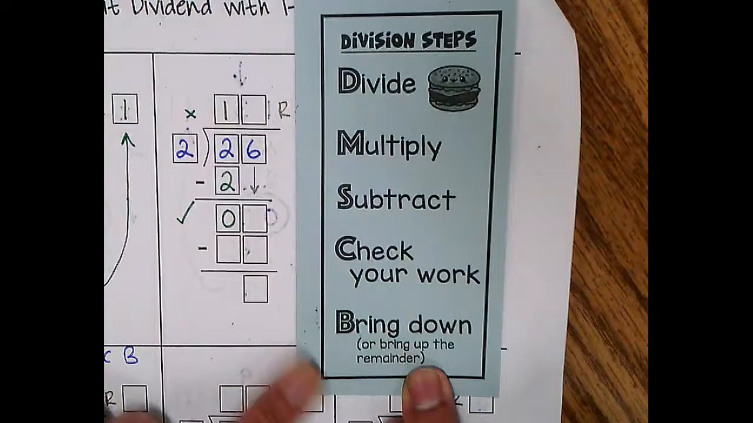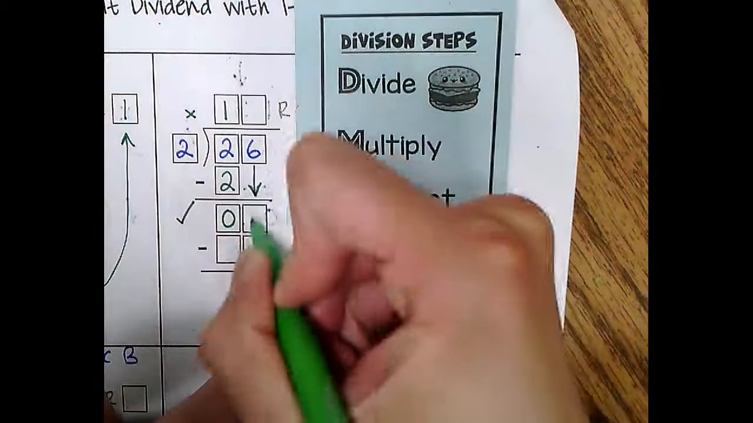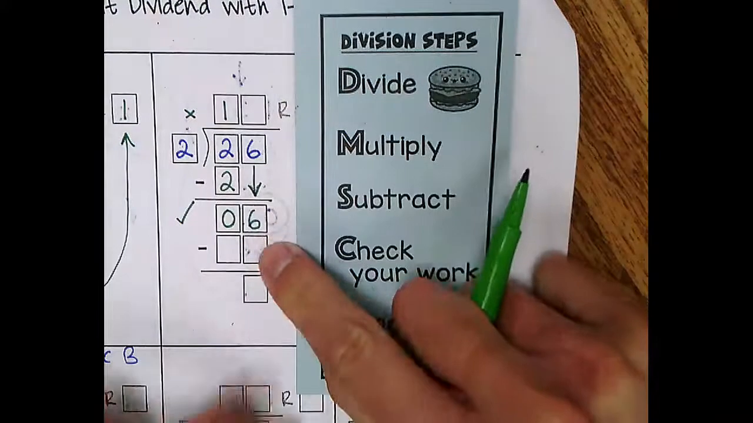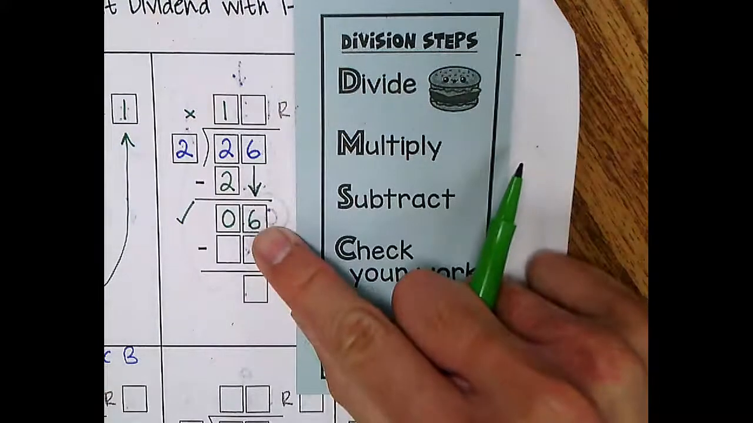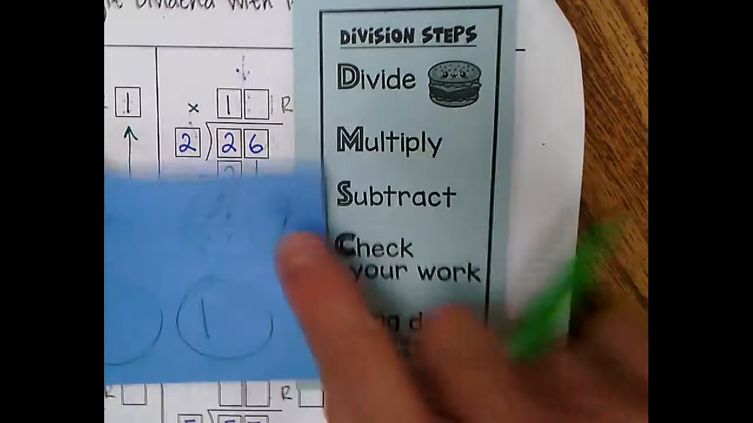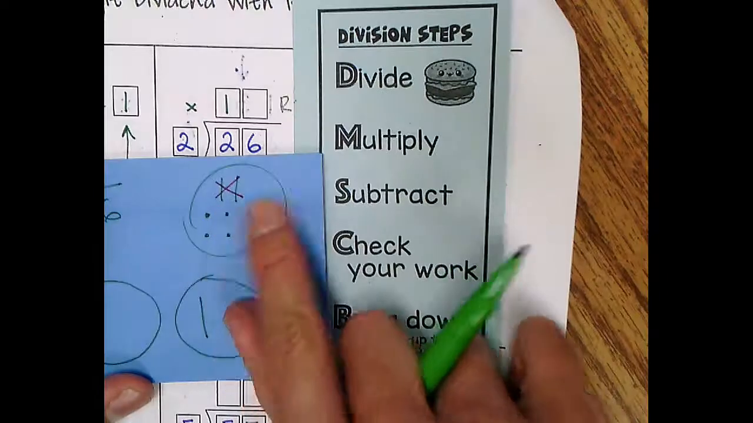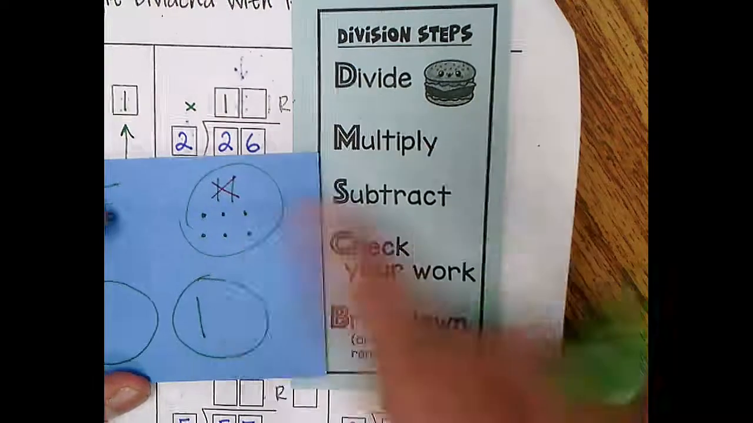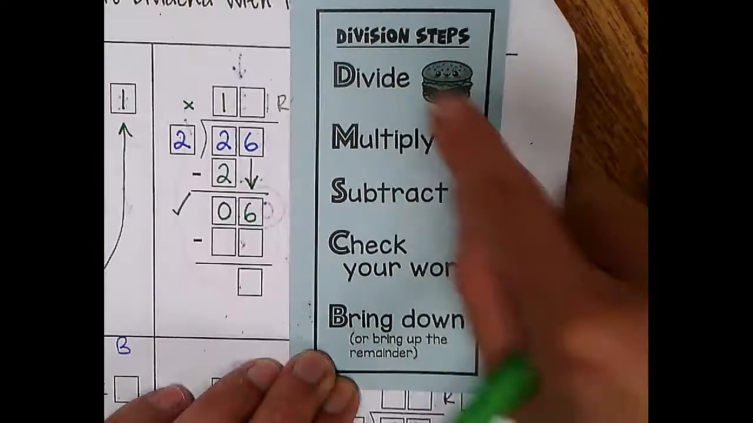We're going to bring down the next digit, which is a 6. And now we're going to look in our candy bowl. That means we should have 6 pieces of candy in there, and we do: 1, 2, 3, 4, 5, 6, right? And so now we start the steps all over again.